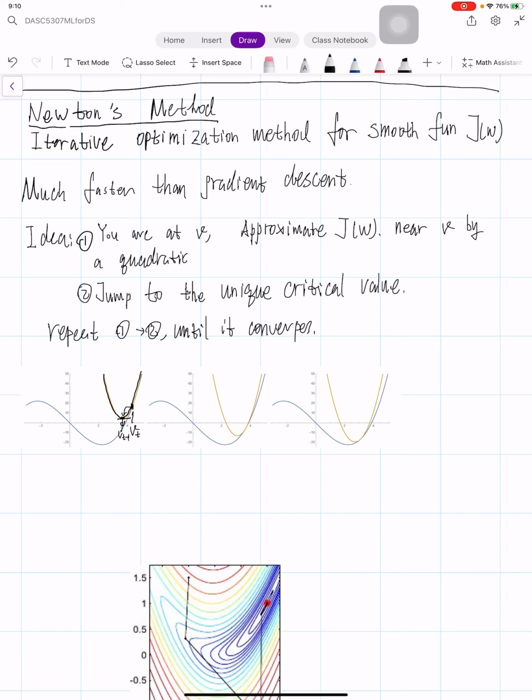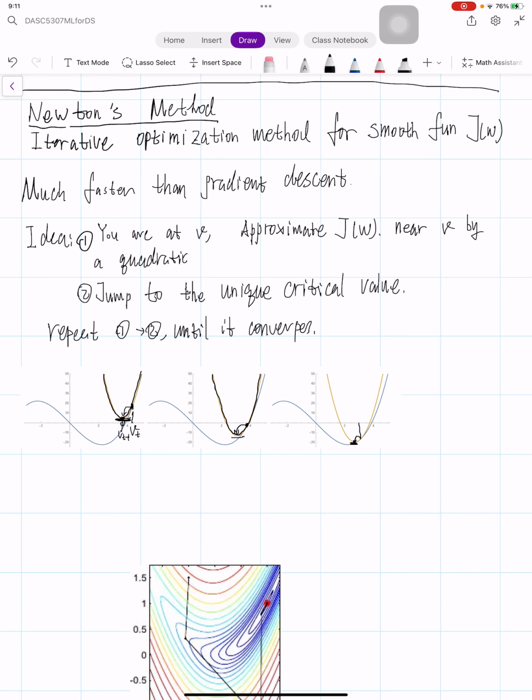So, for example, at the second step, you jump to this point, and then you approximate by a parabola, and then you jump to the critical value. At the new point, you again jump to the critical value. Not like gradient descent, you do not need to assign a learning rate. Here, the learning rate is solved by finding the critical value of the parabola.